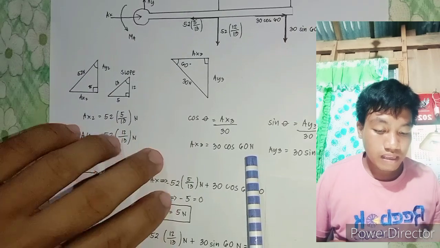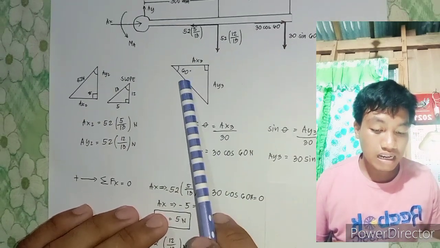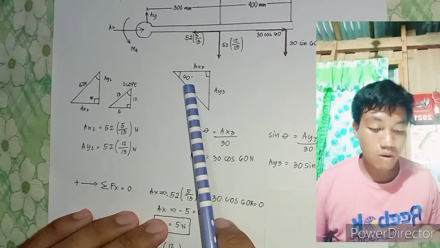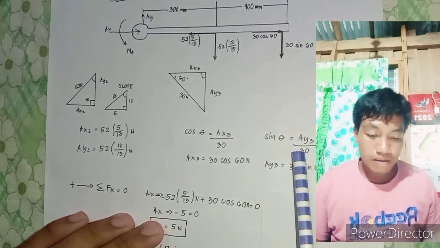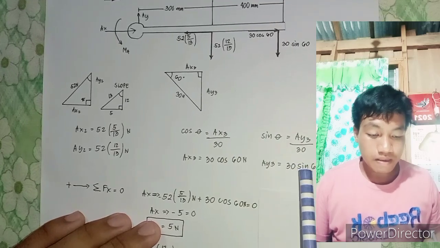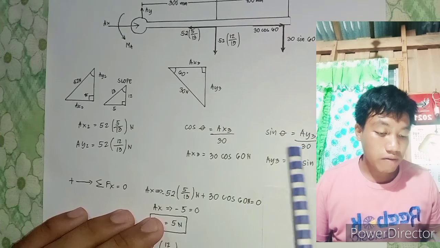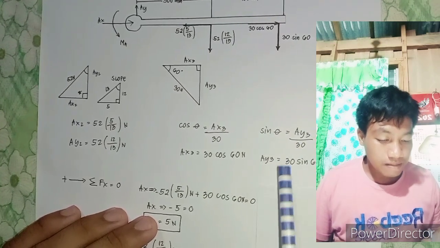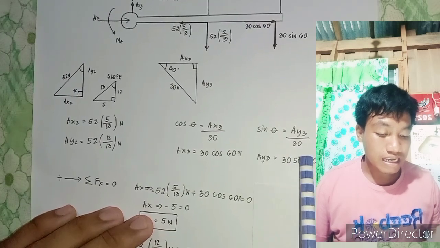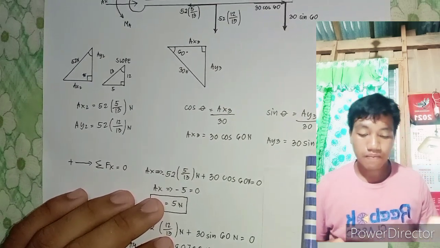So, getting AY3, with angle 60, AY3 is opposite over hypotenuse, that is sine. Sine theta is equal to AY3 over 30. Moving to the other side, AY3 is equal to 30 sine 60 Newton.